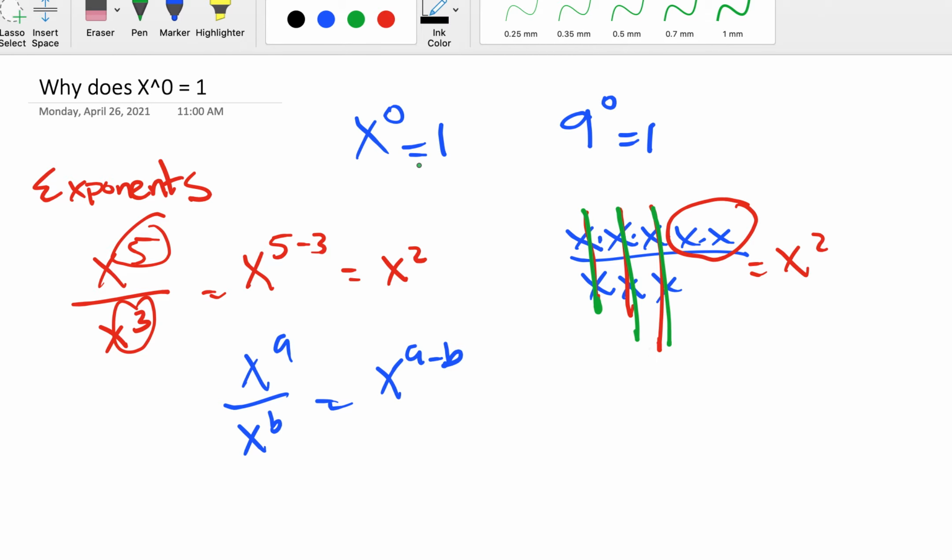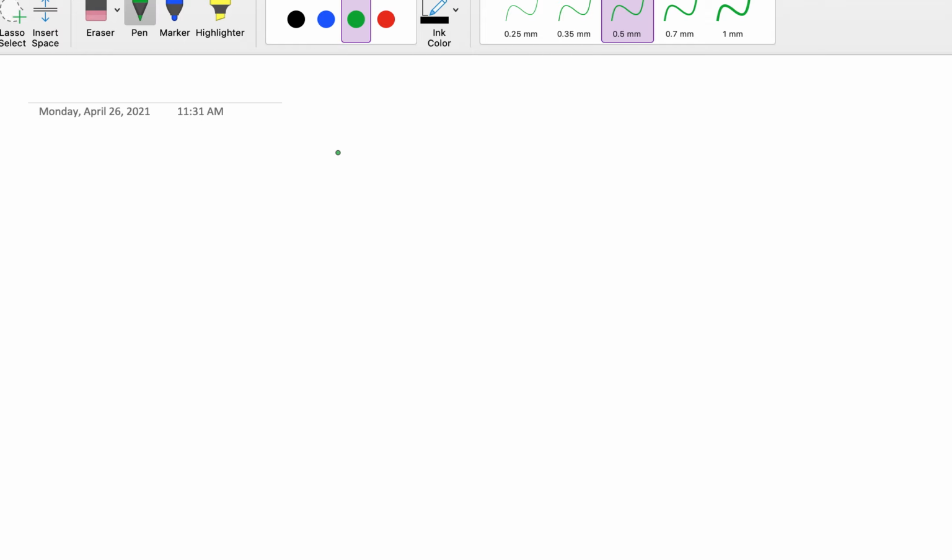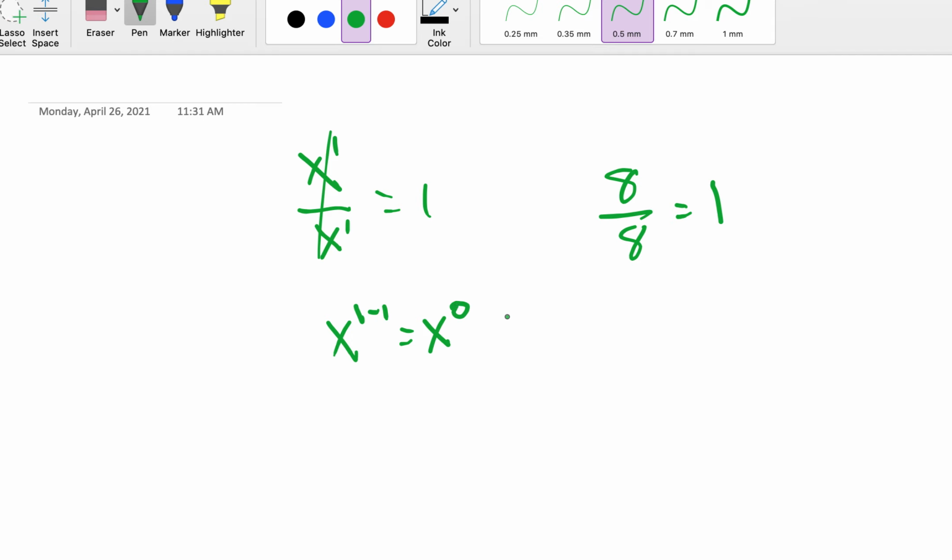So let's take a look at what's happening at x to the 0. When you have x to the 1 over x to the 1, what do you have? Well, we normally know we cancel that out, it becomes 1. Any number divided by itself becomes 1. But when we look at it as an exponent in the exponent rule, we have x to the 1 minus the 1 on the bottom, giving us x to the 0.